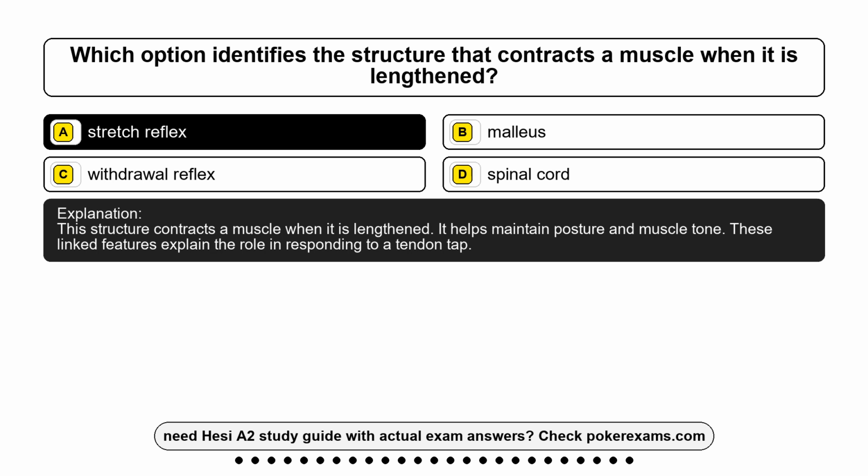This structure contracts a muscle when it is lengthened. It helps maintain posture and muscle tone. These linked features explain the role in responding to a tendon tap.